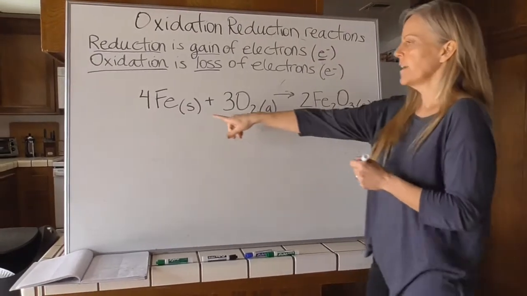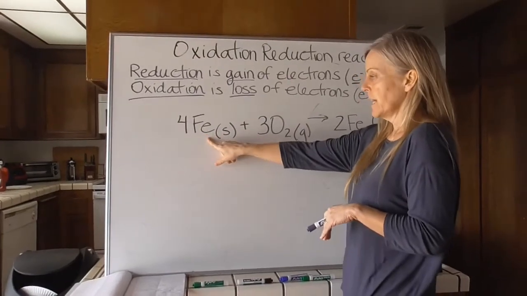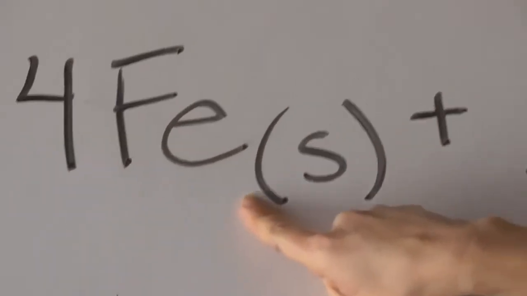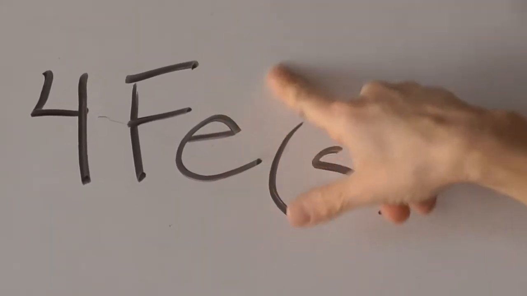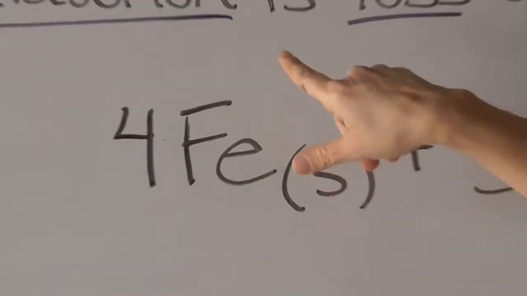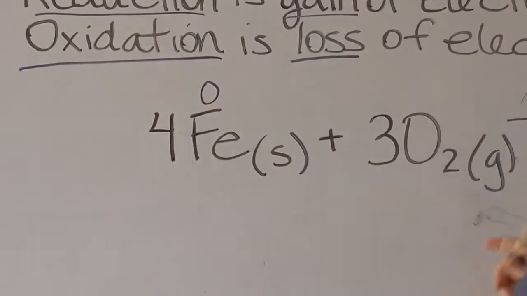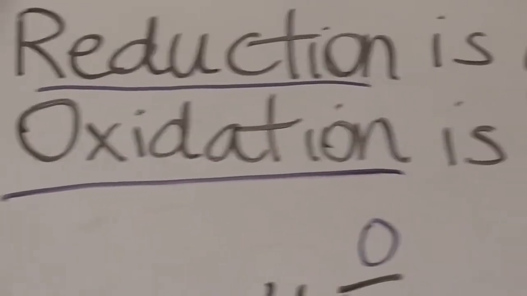So the first atom is, we have to go individual atoms. The first atom is iron. So for iron, it's a solid. It's by itself, even if it's not a solid. It's by itself. There's no charge written up here. If there's no charge, it has an oxidation number of 0. I think that's the first rule that's on that.